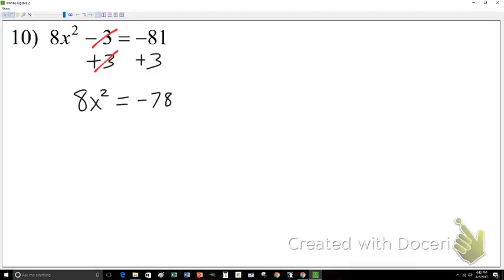And then we need to just go ahead and divide both sides by the 8 there. That'll get rid of the 8 that's in front of the x squared. Cancels it out to just a single x squared there. And of course that's equal to negative 78 divided by 8. We can simplify that fraction. That would be negative 39 over 4.